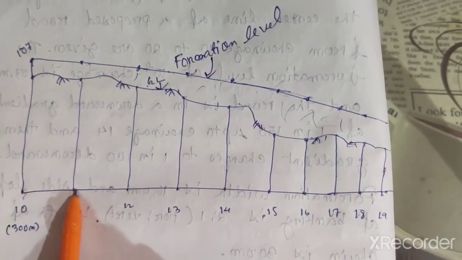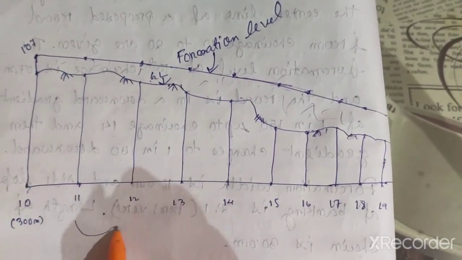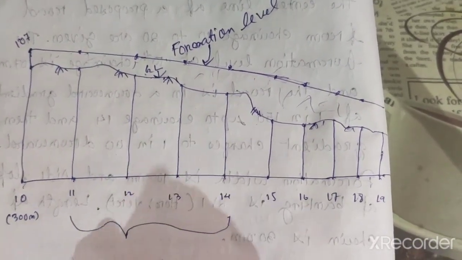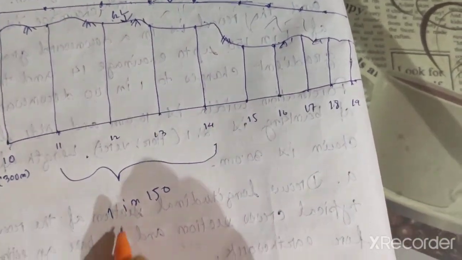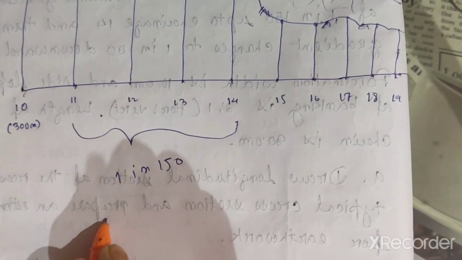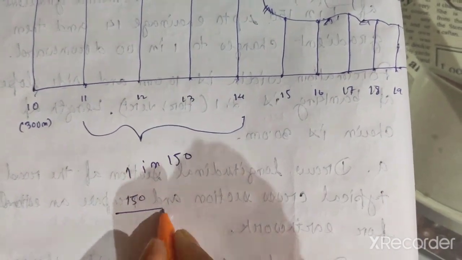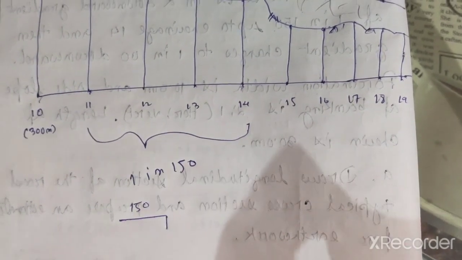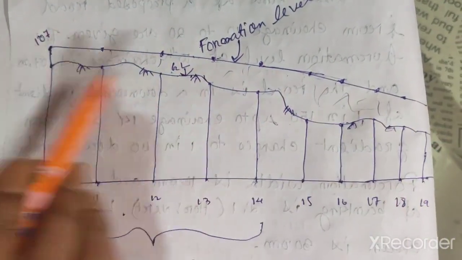From here, chainage 11 to 14, the downward gradient is 1 in 150. Downward gradient means 1 in 150. What does it mean? If we move 150 meters horizontally, then we have to move 1 meter vertically downward, because this is a downward gradient, a downward slope. The slope is downward. It is not upward.